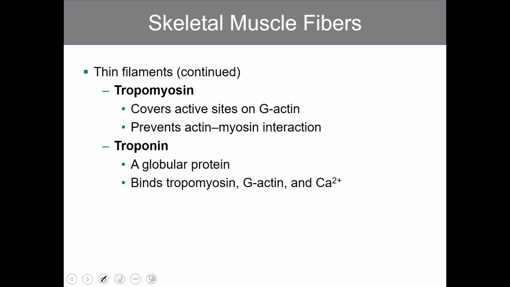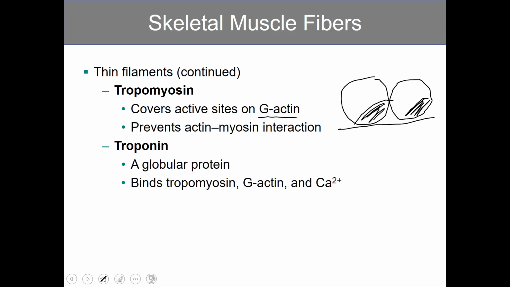Other proteins involved with muscle contraction are tropomyosin. We're going to see that they're going to cover the active sites on those globular actin molecules. If you look at a globular actin, remember they're arranged like beads on a string. There is a region of this globular actin that is called the active site. And tropomyosin covers that active site when we're not contracting.